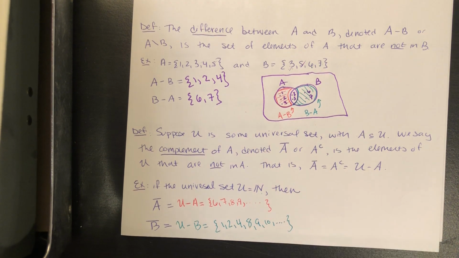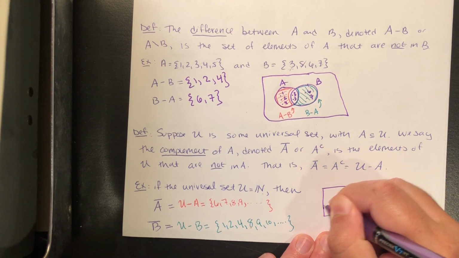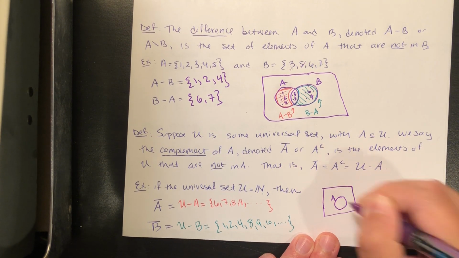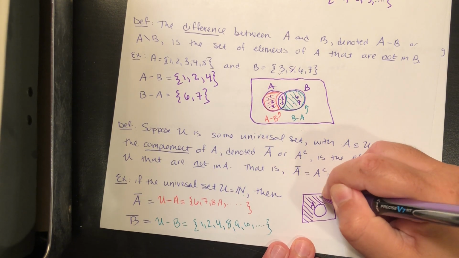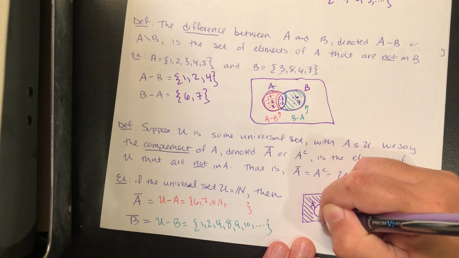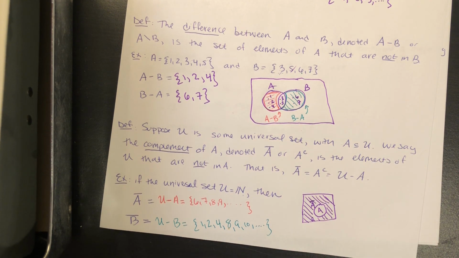What does this look like on a Venn diagram? Well, if our Venn diagram just has the set A in it, if it's just this one circle, then A complement is going to look like everything outside of that circle. Right, so if this is A, this shaded part here would be your A complement.